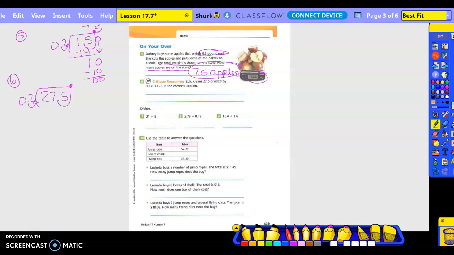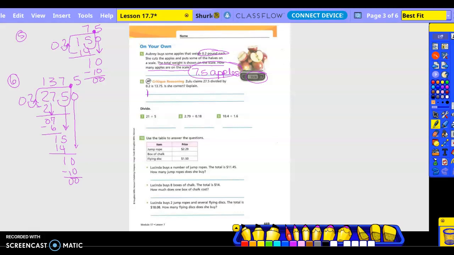Okay, so 2 goes into 2 once, minus 2, nothing left over. Bring down the 7. 2 into 7 is 3 times, minus 6. 1, bring down the 5. 2 into 15, 7 times. 7 times 2 is 14. 15 minus 14 is, okay, I can't just put a remainder, so I have to add a what? 0. Bring it straight down. 2 into 10 is 5, minus 10. Nothing left over. Okay, so is she correct?